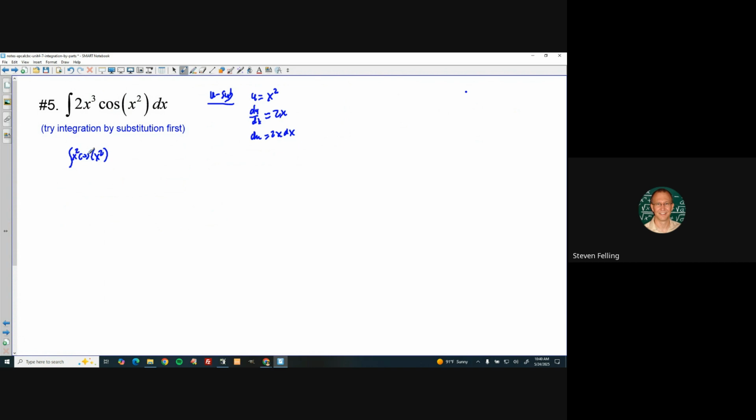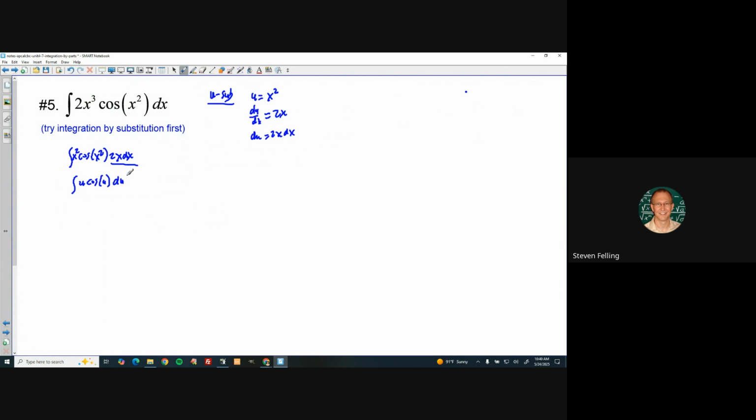Let's leave the x squared over there, and we'll bring one of the x's over here. I'm just rearranging the order here. So I have the 2 and the other x and the dx, and I have cosine. That way I can see that this x squared becomes u. If I substitute, this becomes cosine of u, and then the 2x dx becomes the du.